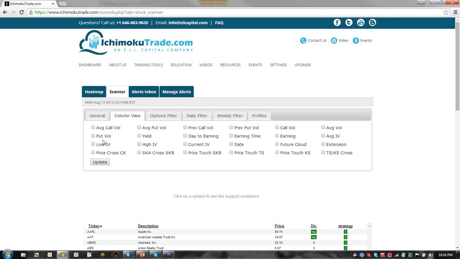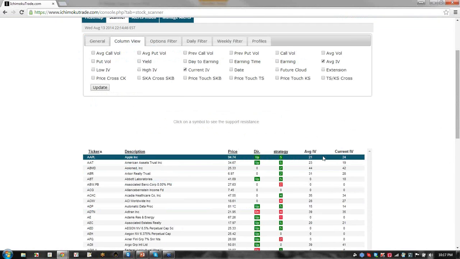Okay? So for the heck of it, I'm just going to show you average volatility and current volatility. If I click on that and click on update, it's going to add them into my columns here. Everyone see that? Yes?